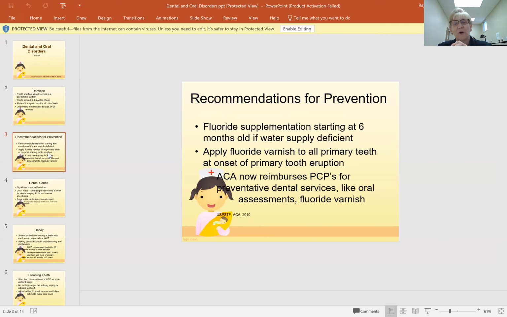Now, fluoride varnish is also one of the big things that we were doing back when I was a student in the UK back in 2004 and 2005. We were applying fluoride varnish at well child visits to all primary teeth.